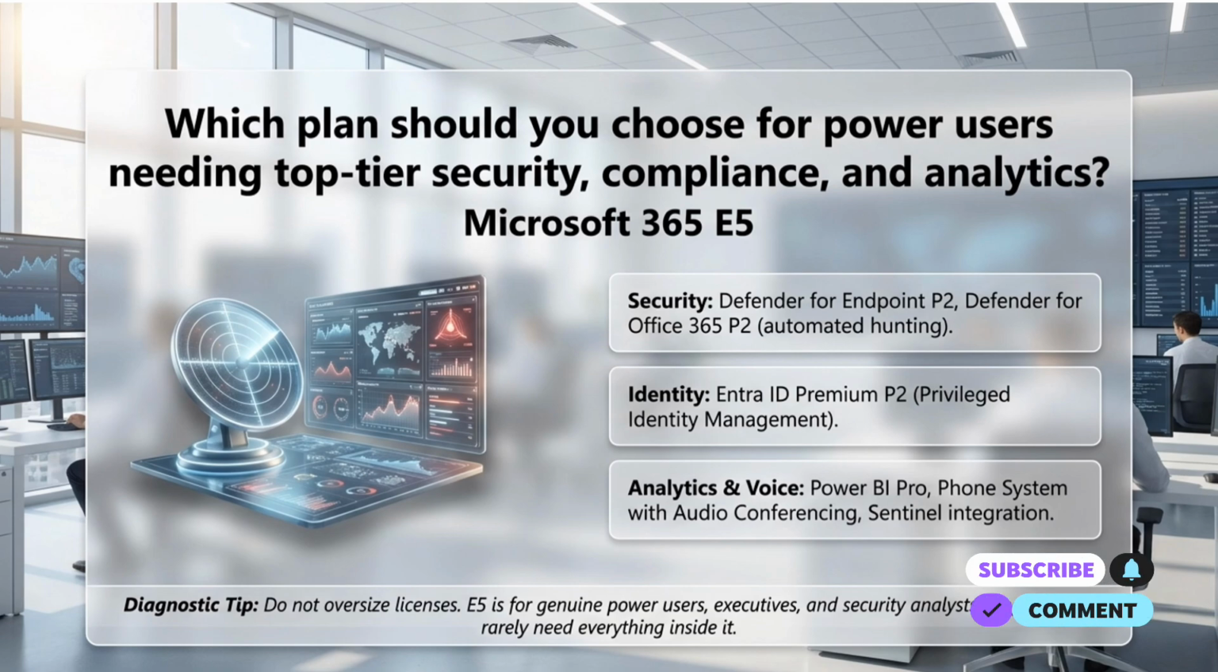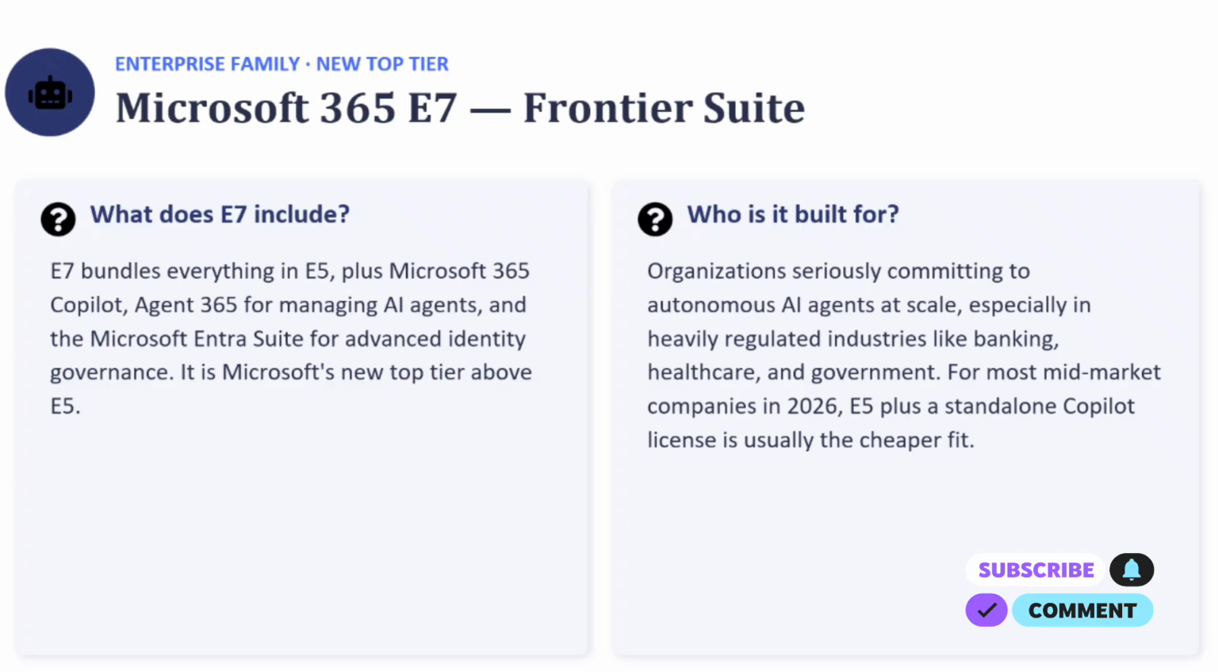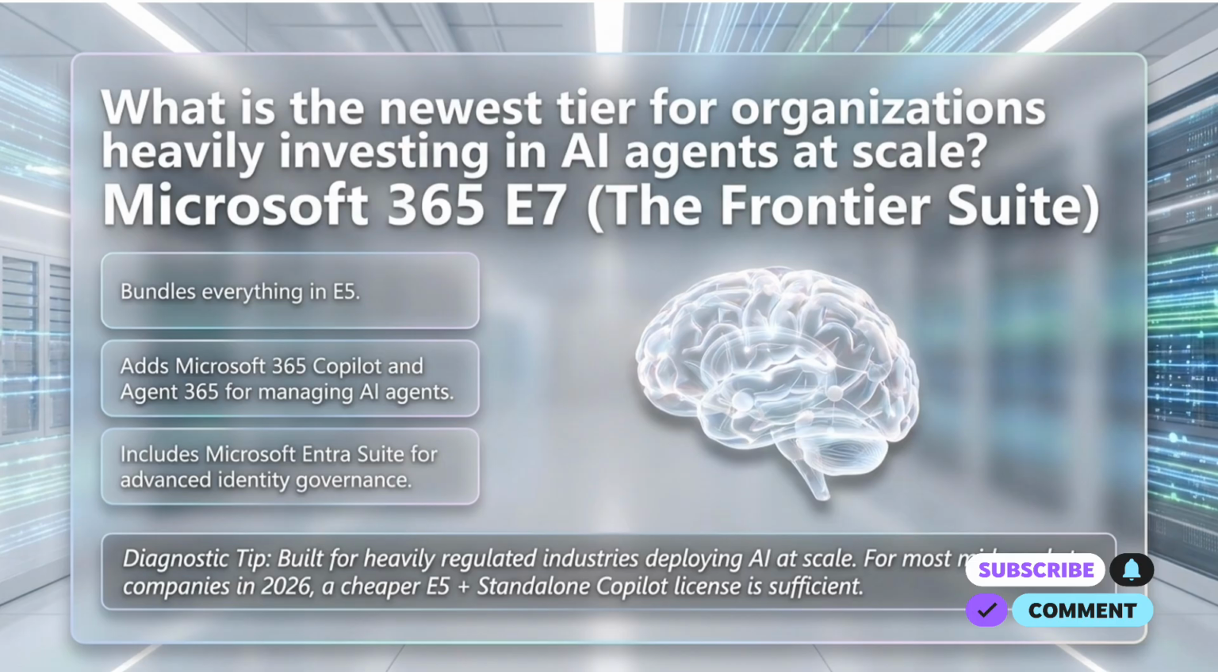Now let's talk about Microsoft 365 E7, the newer Frontier suite. This is a newer edition, so many admins are still not fully aware of it. Microsoft launched E7, also called the Frontier suite, as the new top tier above E5. E7 bundles everything in E5, plus Microsoft 365 Copilot, Agent 365 for managing AI agents, and the Microsoft Entra suite for advanced identity governance. This plan is built for organizations that are seriously committing to autonomous AI agents at scale, especially for heavily regulated industries like banking, healthcare, and government.